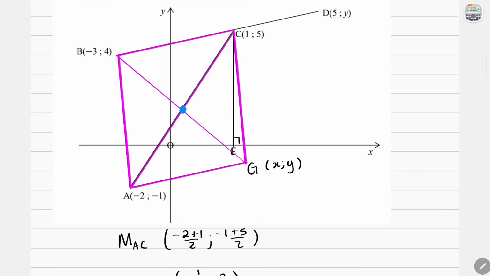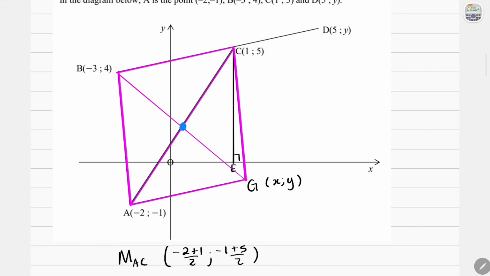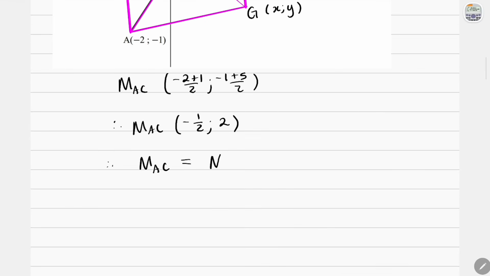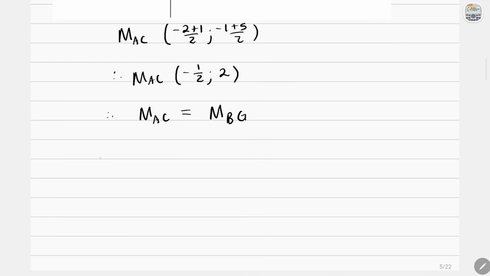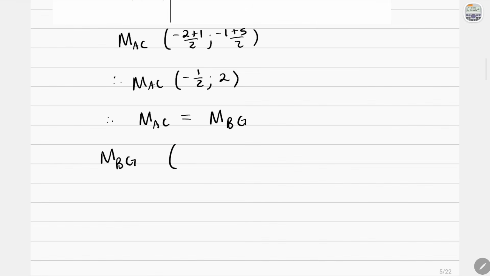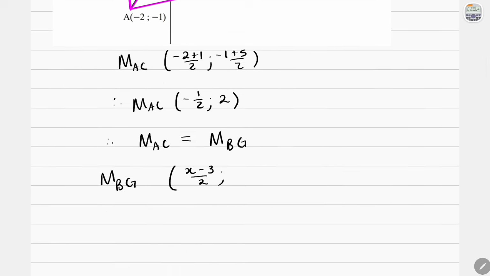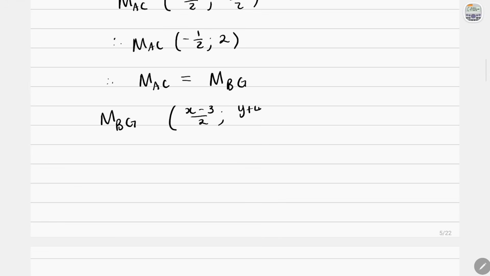That's the midpoint. But because this is a parallelogram, the diagonals bisect each other, meaning the midpoints of their diagonals are exactly the same. So the midpoint of AC is the same as the midpoint of BG. Let's go ahead and find the midpoint of BG. It would be found by saying x1 plus x2 over 2. I'll start with this one being x1, so this is x plus negative 3. If you say x plus negative 3, it just becomes x minus 3, so x minus 3 over 2. And then y1 plus y2 over 2, so that's y plus 4 over 2.